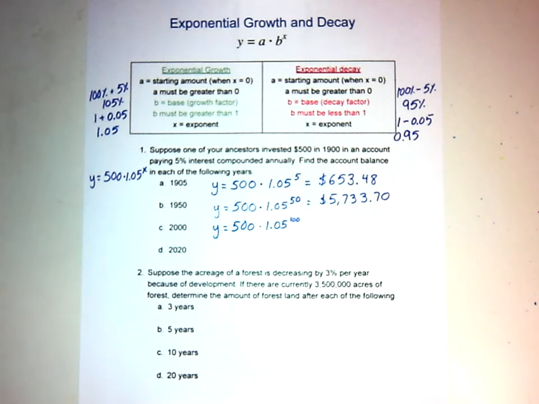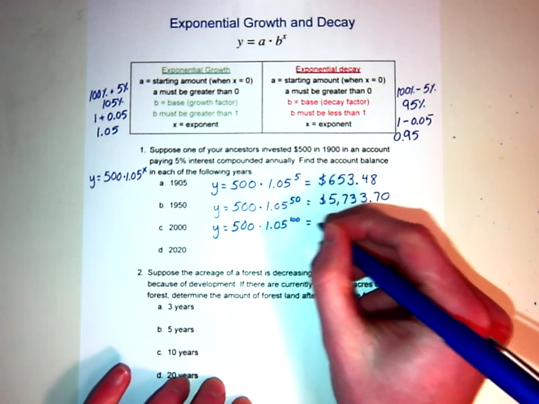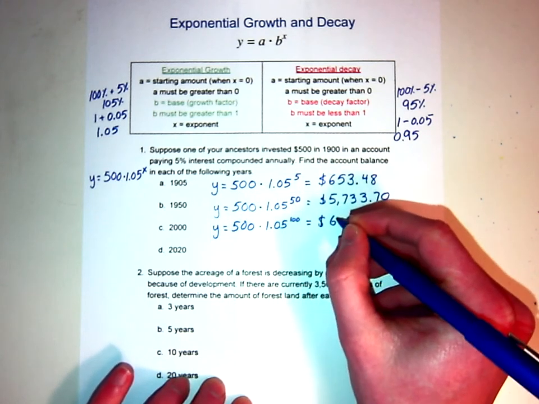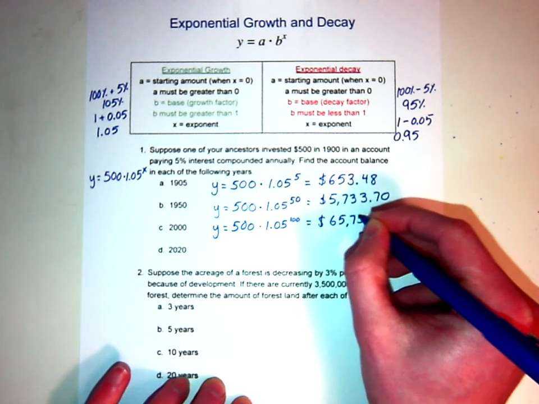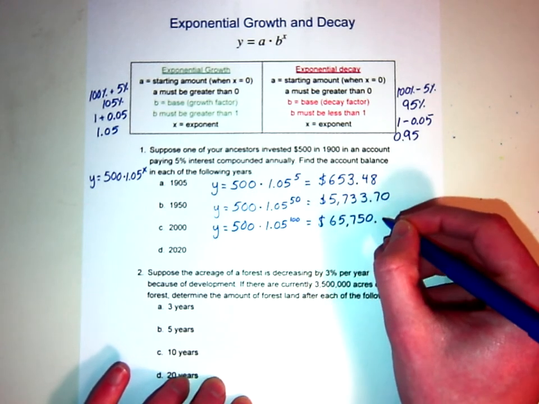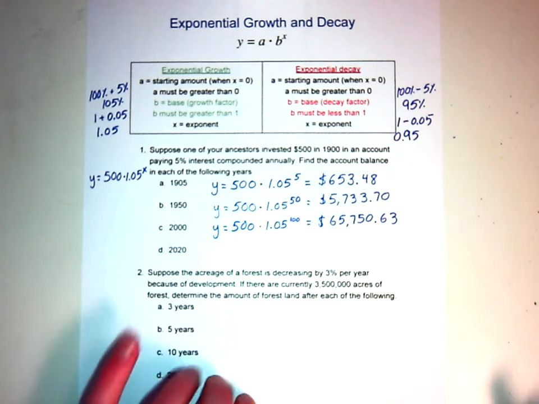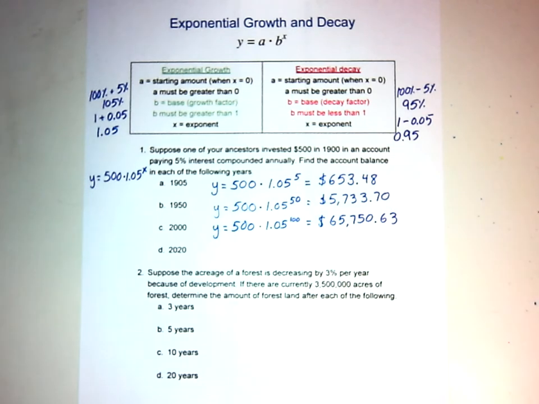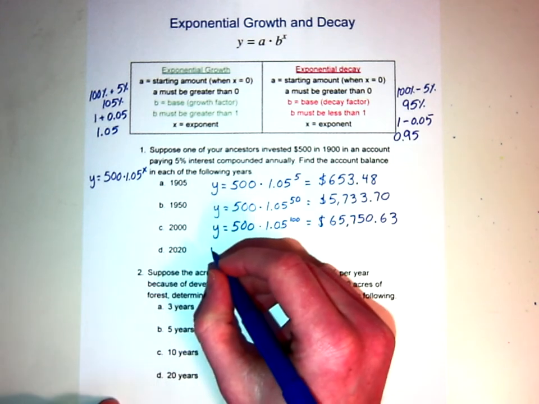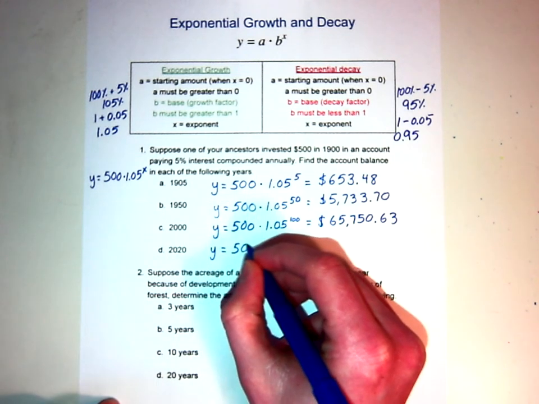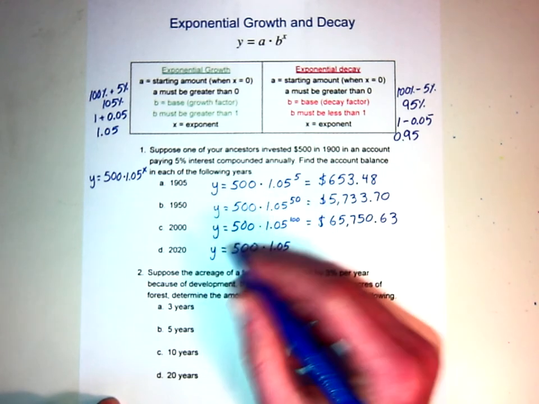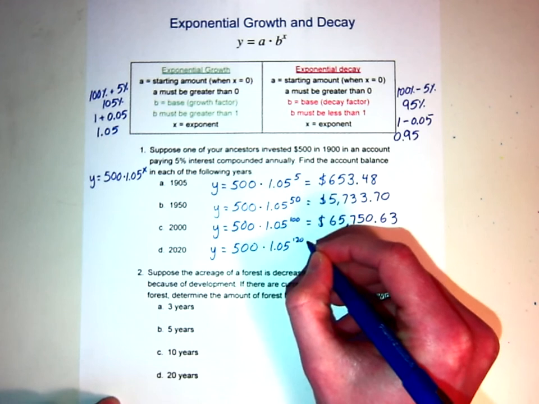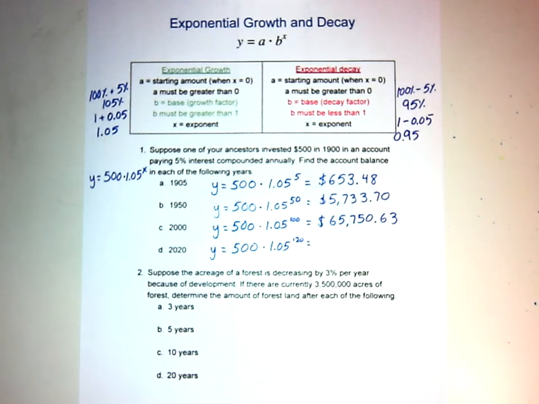I'm going to whistle each time because each time it's beautiful. That's $65,750.63, so over $65,000. For the last one, what would it be worth this year, 2020? At this point, it's been 120 years in the account. Let's solve it out.